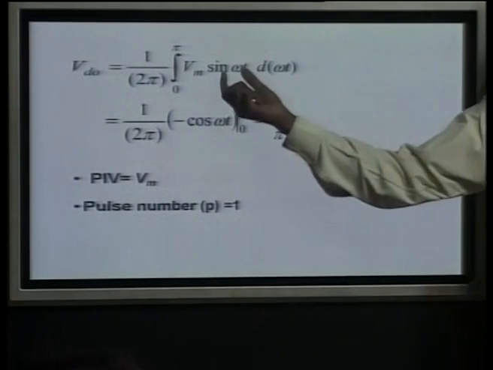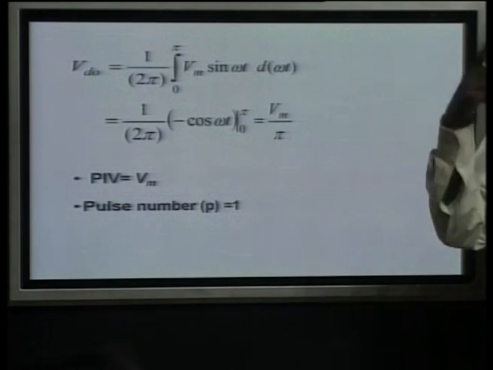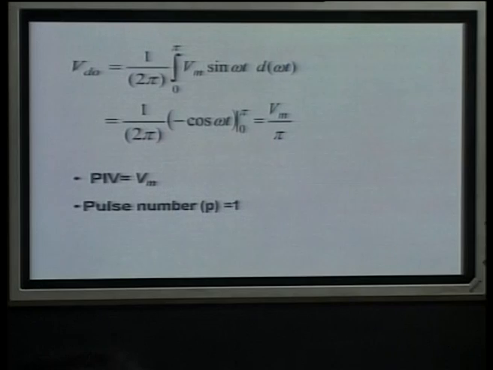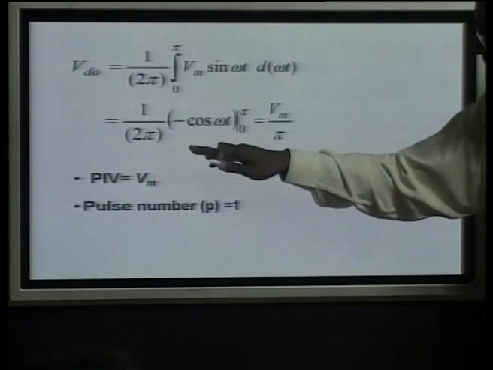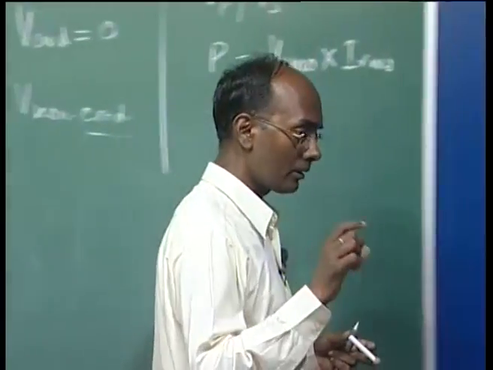So, it is nothing but Vm sin theta d theta. It is not dt, because later on we will see that if we make some mistake, it will give a different result. So, here we are integrating, and finally we get the average output voltage, which is Vm, the peak voltage, divided by pi.